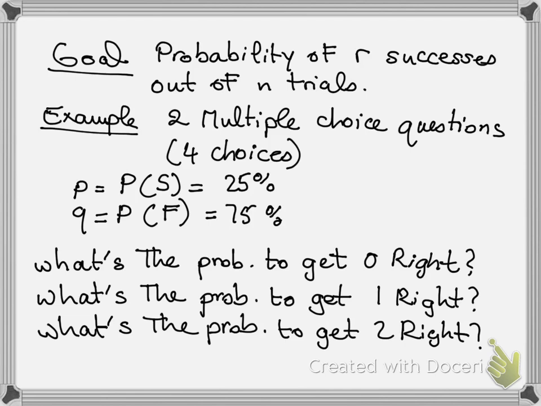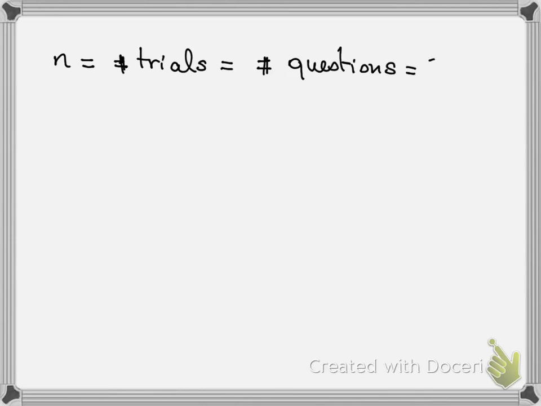Okay. Well, first, let's see. What's the number of trials here? What's n? N, remember, that's the number of trials. Well, because we have to answer two different questions, that means that you have two trials. So the number of trials is the number of questions. That's two, because we have two questions to answer, right?